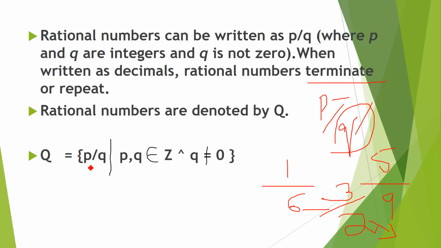So how can you read it? P divided by Q, where P, Q belong to Z, and this symbol means belongs to, and Z is the integers 1, 2, 3, and this symbol means and, Q is not equal to 0, right? So whatever I have told you in this definition, we can write in mathematics like this: Q is equal to P over Q, where P, Q belong to Z and Q is not equal to 0.